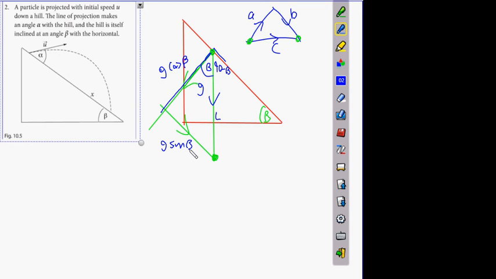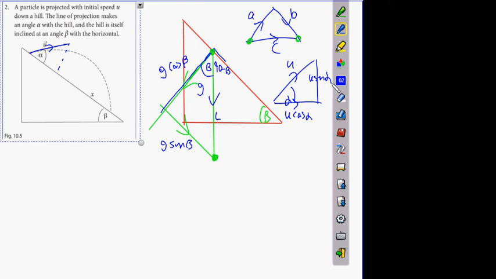Next thing, we're looking at this u value being thrown in this direction here. We're going to make a right angle triangle out of that part there. And what do we get this time around? We have u going up here. What does that make the adjacent side? U cos alpha. And what does that make the opposite? U sin alpha.